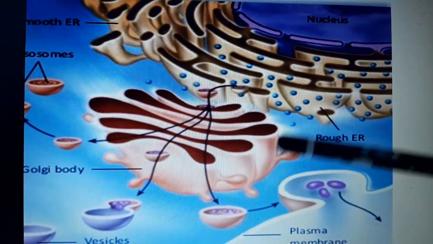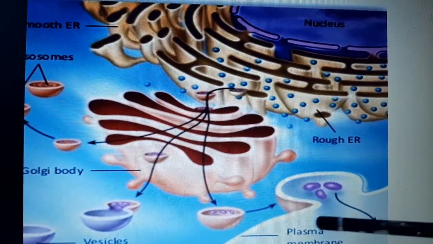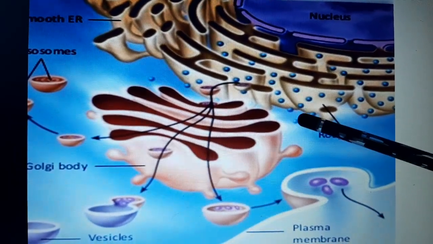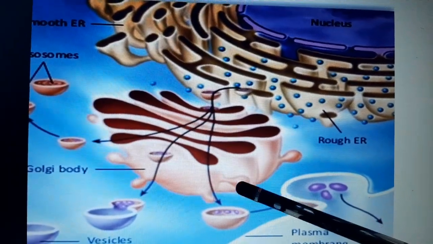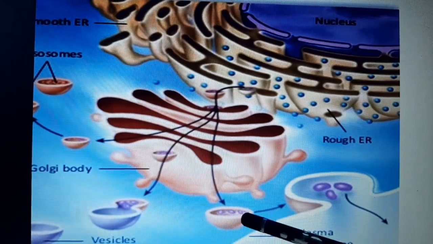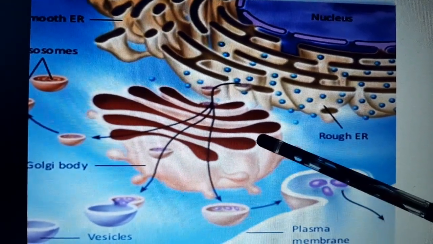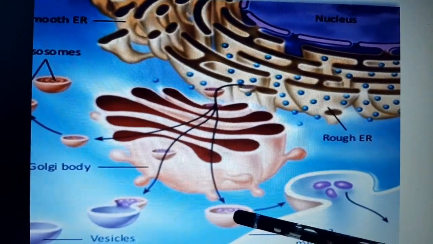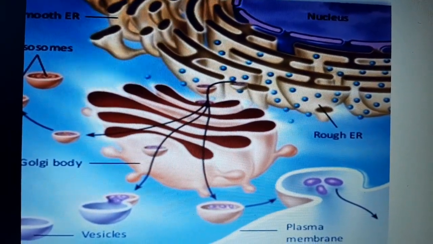These Golgi bodies are mainly inside the plasma membrane, and they are linked to various other parts like the endoplasmic reticulum and others. These Golgi bodies are responsible for the production of the vesicles, and the other materials which are synthesized within the cell are transported inside the cell and also outside the cell. They act as the transport centers.